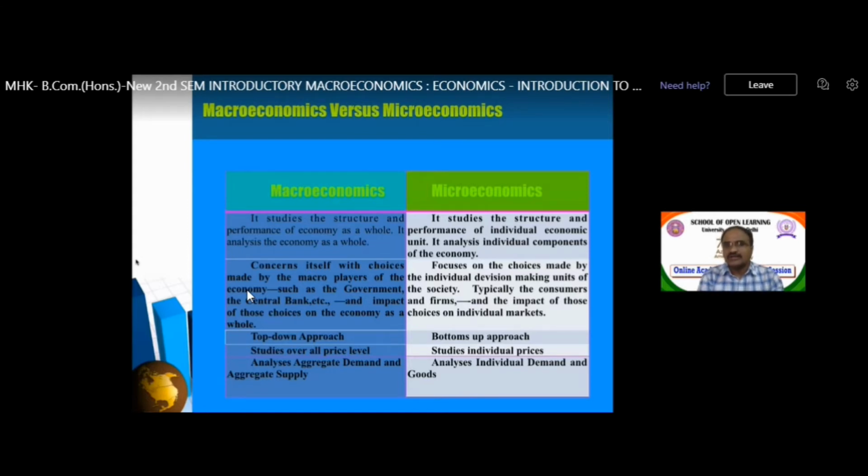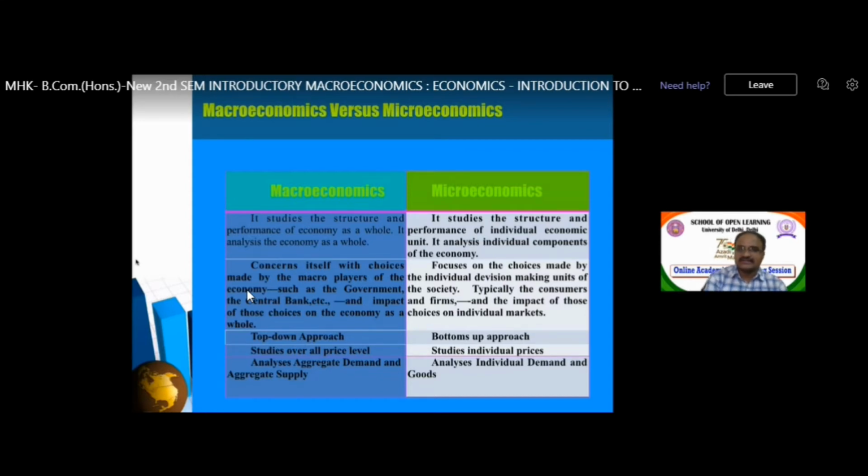At the micro level, it focuses on the choices made by the individual decision-making units of the society, typically consumers and firms. Here we discuss the decision making of individuals: what the individual consumer decides about allocation, and what the individual farmer or producer decides about resources, or whatever the choices are.